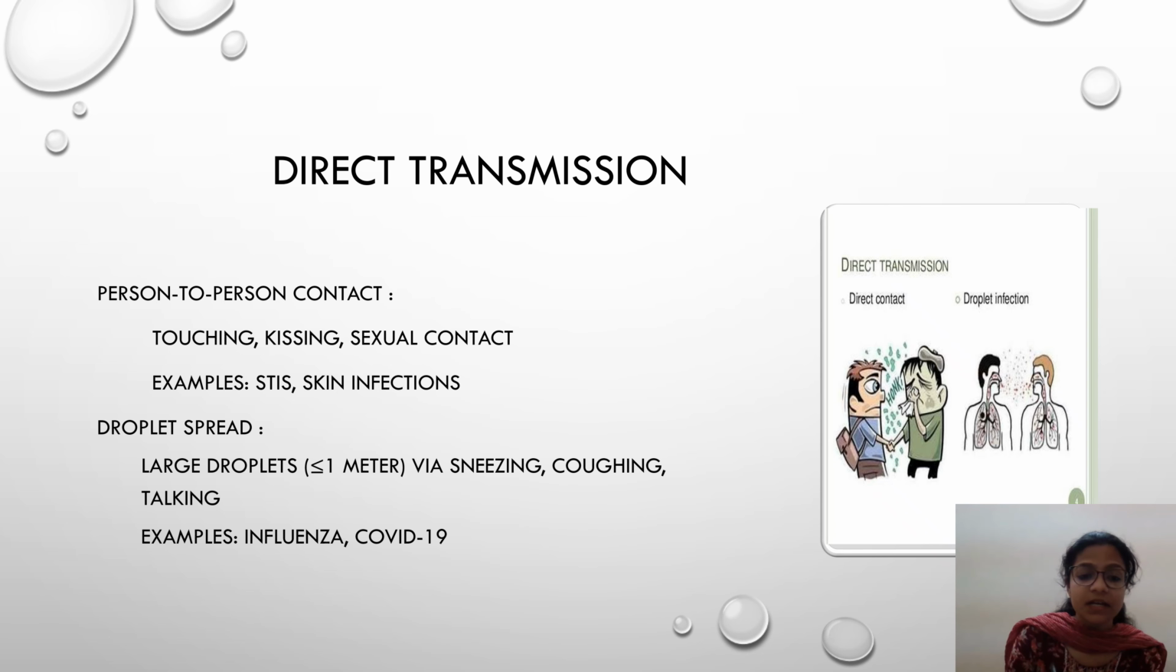Next one is droplet spread. It occurs through large droplets expelled during coughing, sneezing, or talking, usually within 1 meter. The examples include influenza and COVID-19. To prevent it, we have to wear a mask and so on. So this is the direct transmission method.